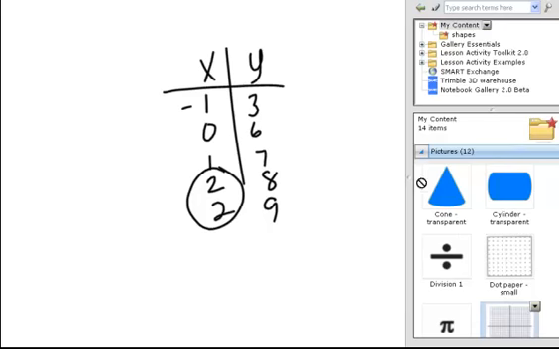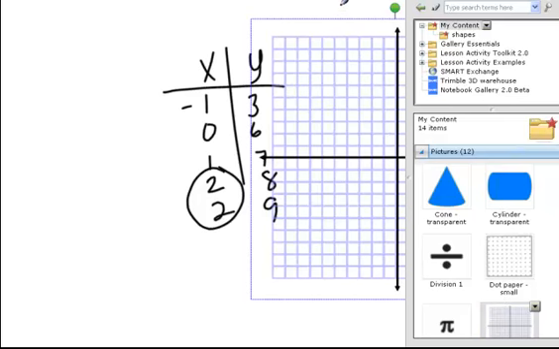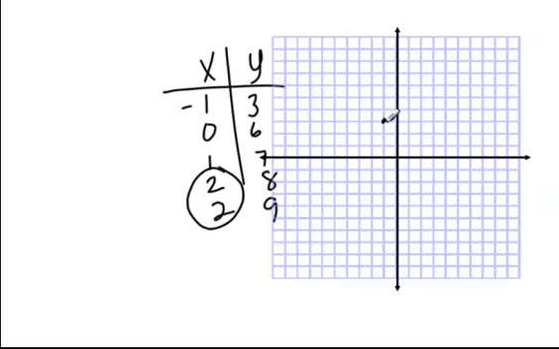To prove that on our graph, let's plot these points. So I'm at -1, 3, 0, 6, 1, 7, 2, 8, and then notice 2, 9. If I connect these now, my graph looks like this, and suddenly one point is right above the other, if I move that over properly.